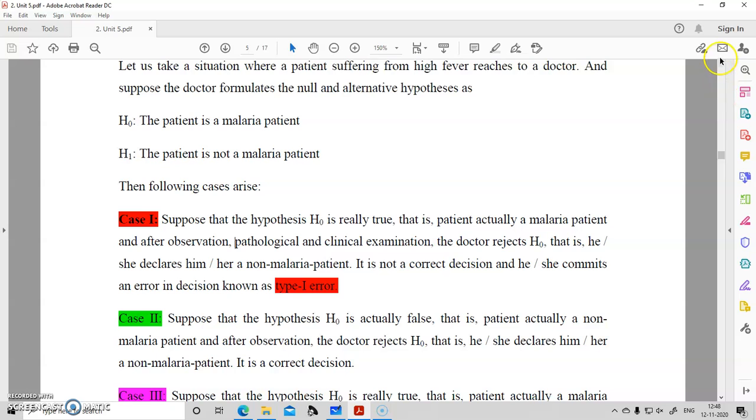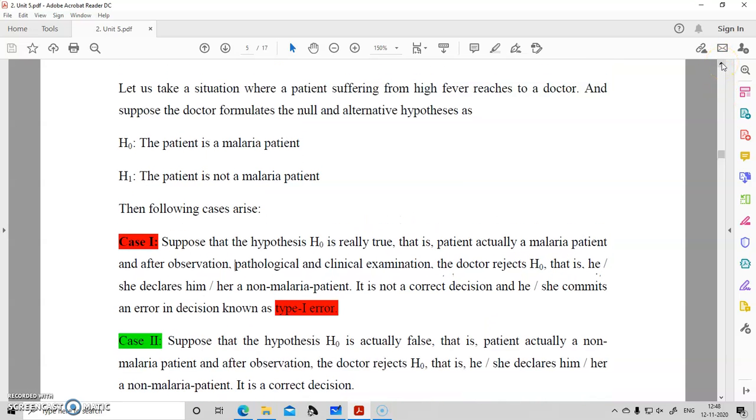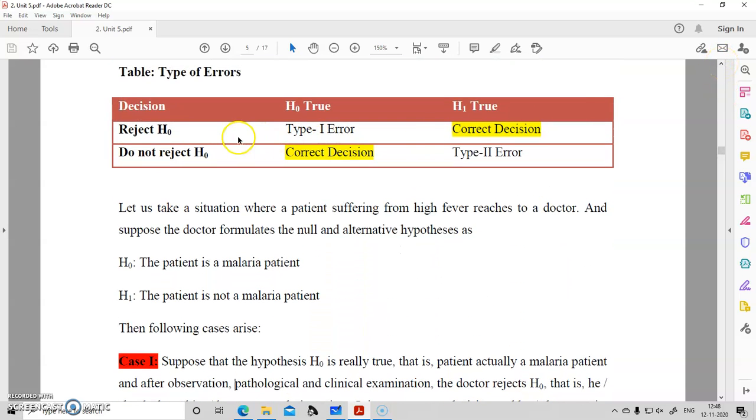So what is type 1 error? We are going to reject H naught. Actually, H naught is true. Actually, the patient is a malaria patient and the doctor says that he doesn't have any malaria. So he has committed type 1 error.